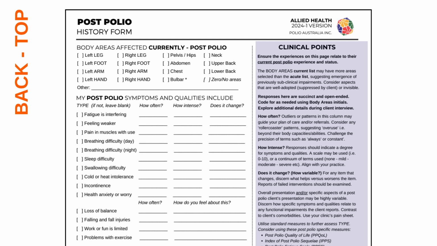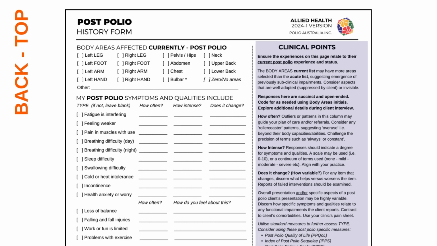So, in the post-polio symptoms and qualities, the top two thirds of that is related to symptoms or qualities that they may have. And then the bottom third is related to more functional things, which is loss of balance, falling and fall injuries, work and fun is limited, and problems with exercise. So we want to know how often, but also we want to know how do they feel about that. So this is a bit of an interpretation. It gives us a sense of how they are coping with those issues.